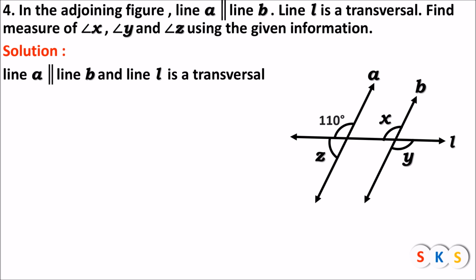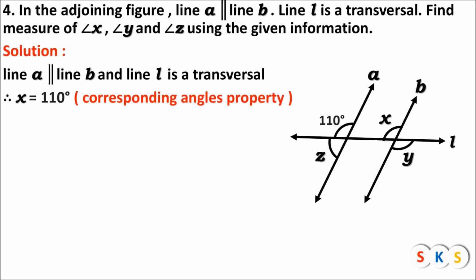Let's start the solution. Here line A is parallel to line B and line L is a transversal. Look at this figure. Okay, what is the relation between X and 110 degrees? They are corresponding angles. Therefore, X equals 110. Okay, can you see X and 110 degrees in this figure? Yes. What kind of angles are they? They are corresponding angles. So they are equal.